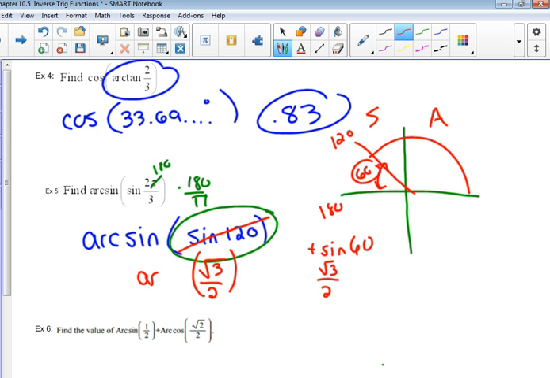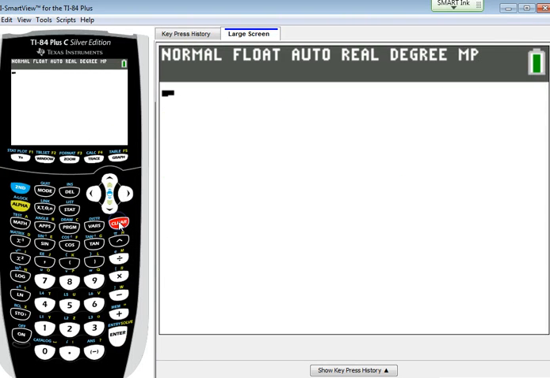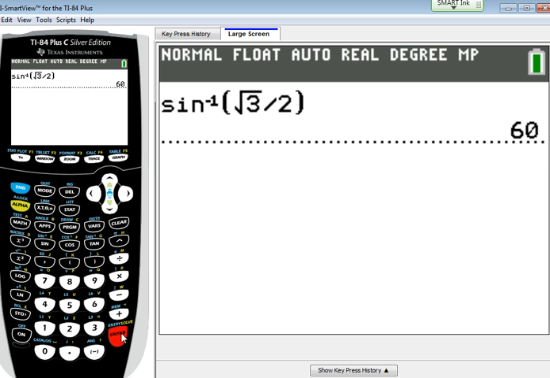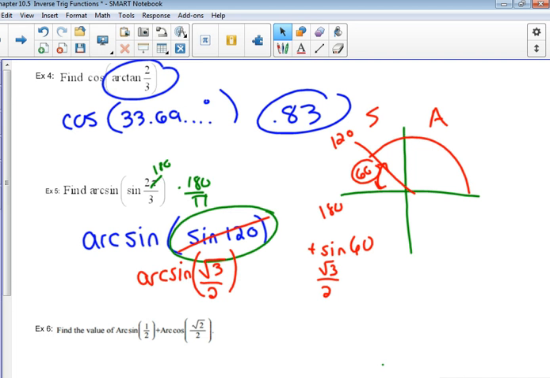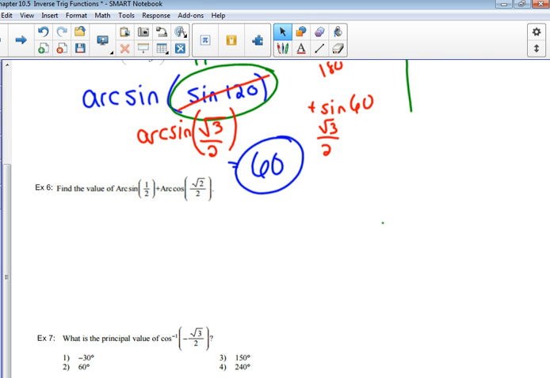Now I have the arc sine of this value. Remember, arc or that little inverse means we're using the second function key. So now we want to take the second function key of radical 3/2. Get 60? Yeah, good. Equals 60.